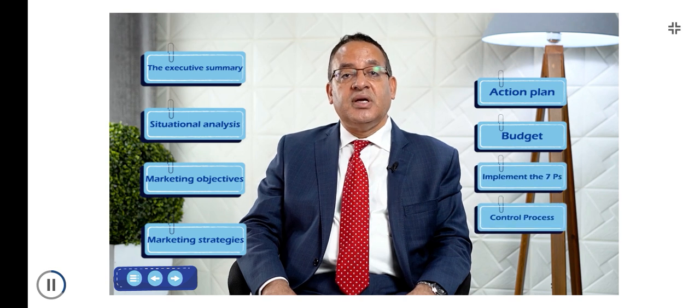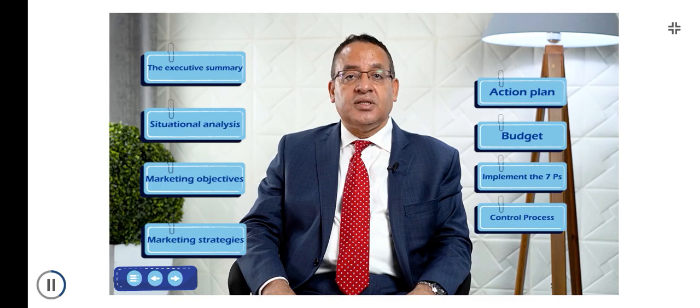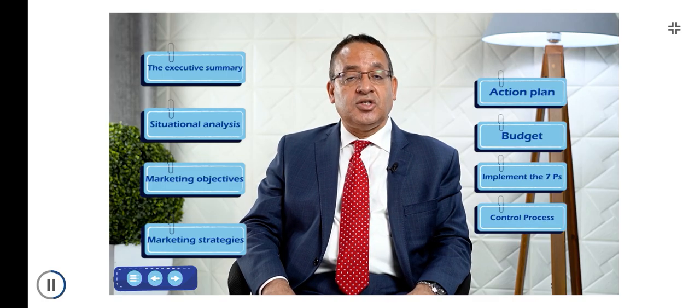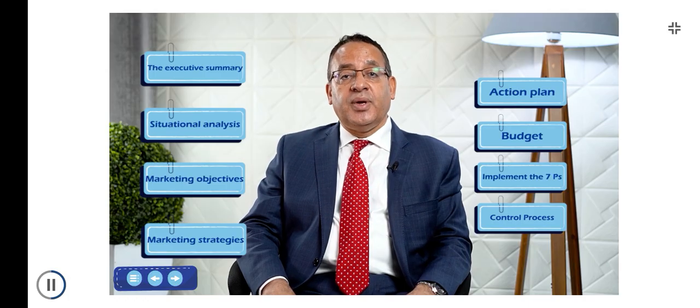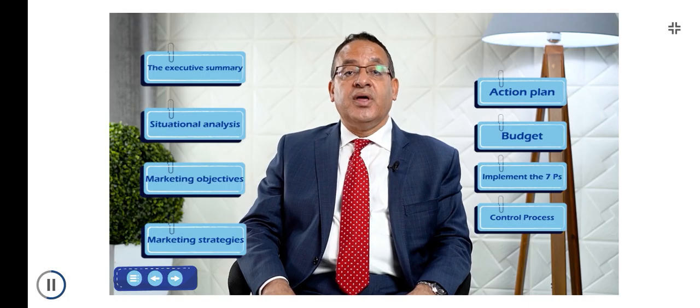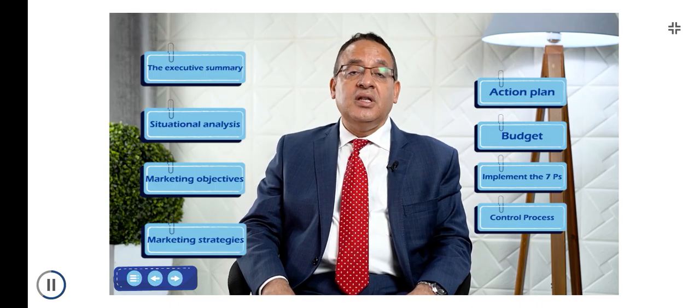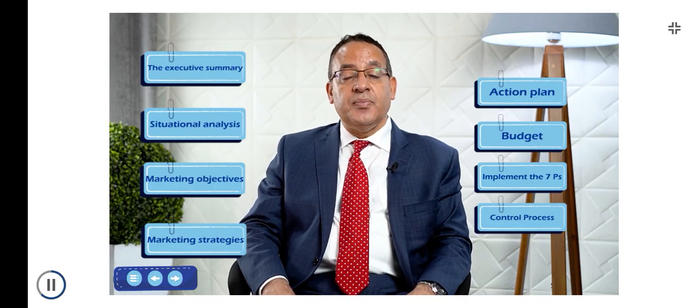The third step is the marketing objectives. And in order for the objectives to be actualized, we have to use the strategies. Strategies will be converted into an action plan. The action plan needs a budget, and then we have to implement the 7 Ps. Finally, we have to use the KPIs or key performance indicators for a control process.